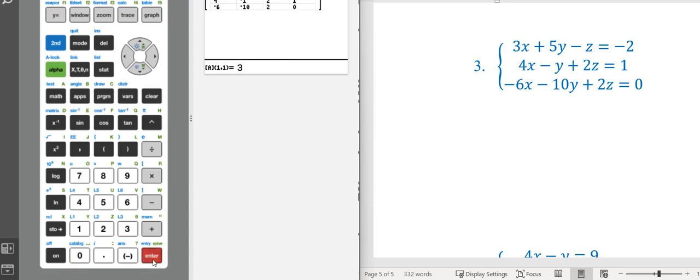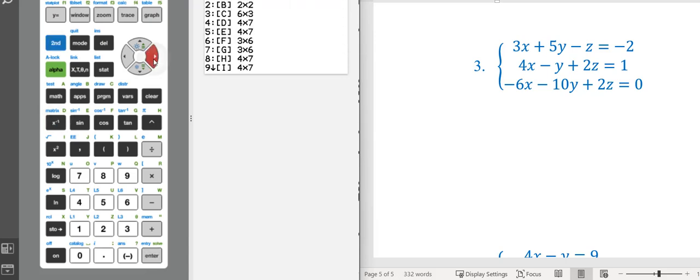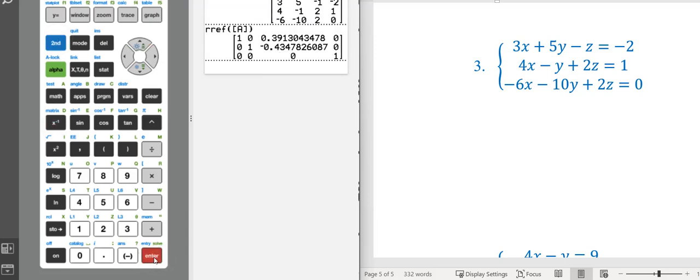Always make sure to check. And I am kind of running through it fast, kind of on purpose, but also to show you how easy it is to make mistakes. So make sure you check it. Second quit, second matrix, look at it, we're good to go. All right, second matrix math, RREF, second matrix A, enter.